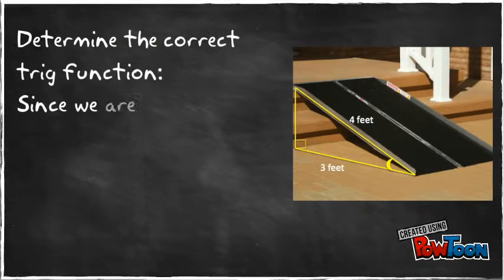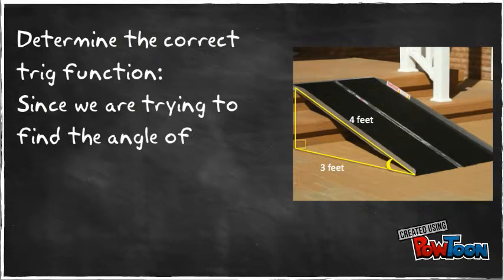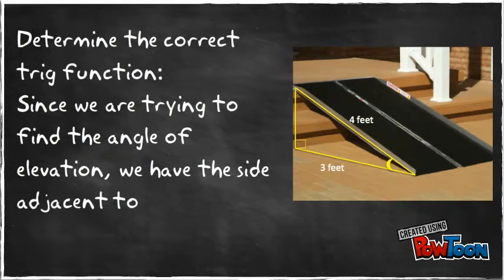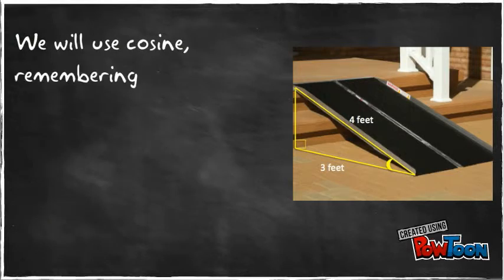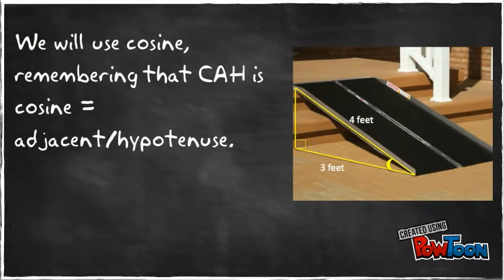Now we need to determine the correct trig function to use. Since we're trying to find the angle of elevation, we have the side adjacent to that angle, and we have the hypotenuse. Because we have adjacent and hypotenuse, we'll use cosine, remembering that cosine is adjacent over hypotenuse.